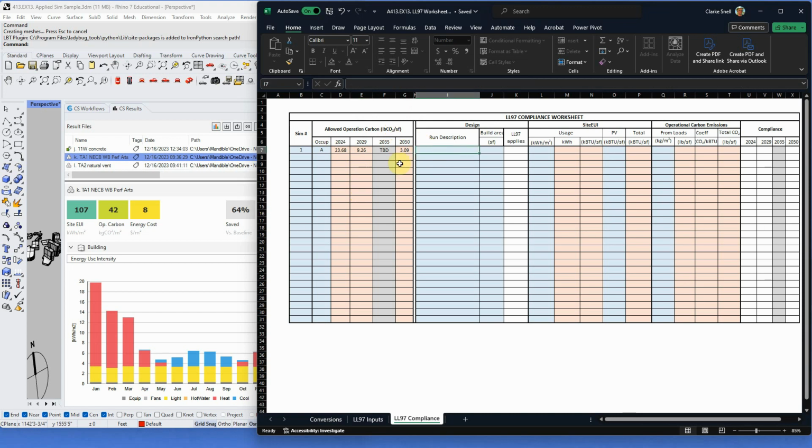Then I'm just going to come in. So I have K, TA1. I'm just getting this directly from my runs in Climate Studio. In ECB, whole building, performing arts, I have 26,000 square feet.